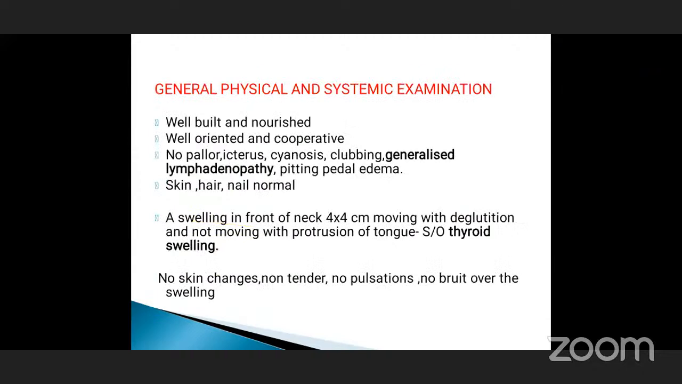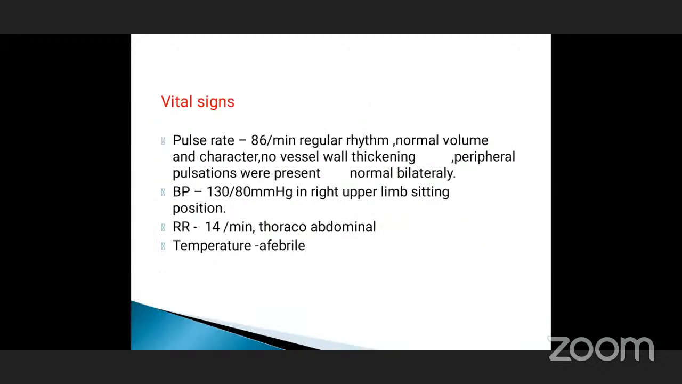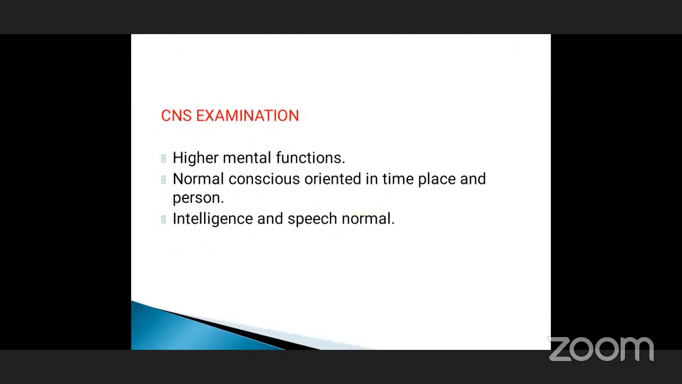Coming to general and physical examination, patient is well built and nourished with normal general examination, no generalized lymphadenopathy, except there is a swelling in front of neck suggestive of thyroid swelling. Okay. Vital signs, pulse rate is 86 per minute with normal characters. BP is 130 over 80 millimeter mercury with normal respiratory rate, and patient is afebrile.